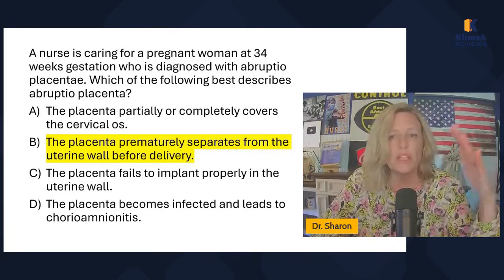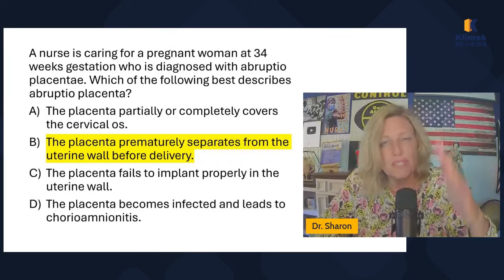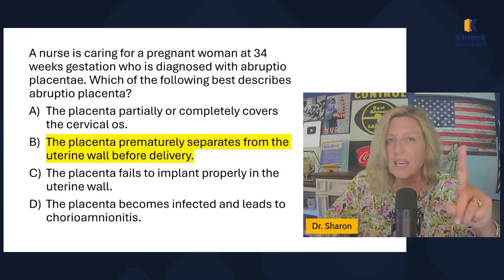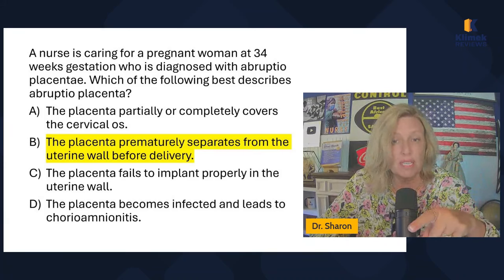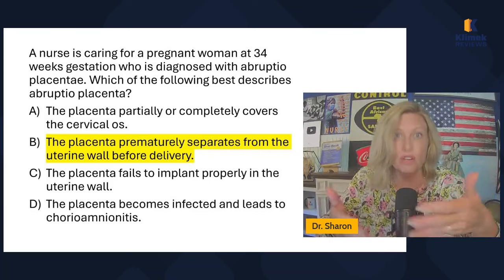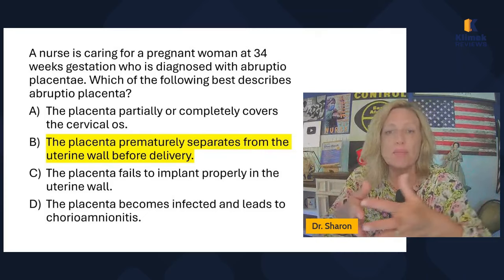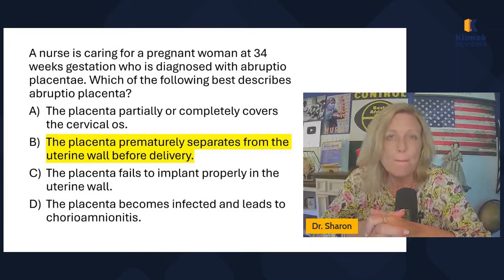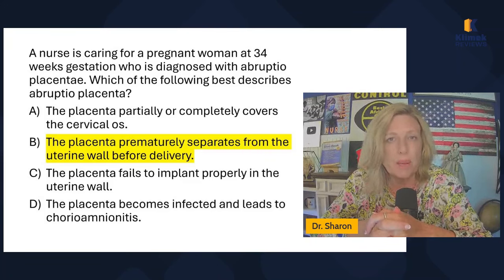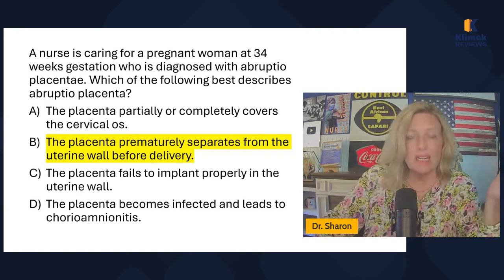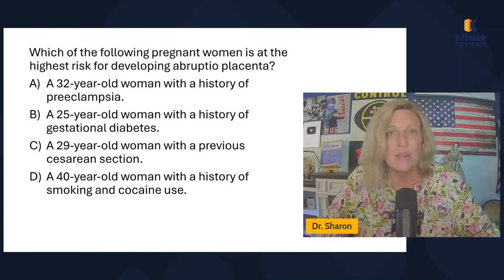So abruptio placenta is when the placenta prematurely separates from the uterine wall. There usually is some bleeding, but the big key thing is pain. This is painful, as opposed to placenta previa, where the placenta partially or completely covers the cervical os, basically covers the cervix. That is painless, but there's a lot of bleeding. So placenta previa, painless bleeding. Abruptio placenta, painful, very little bleeding. Some bleeding, but it's not the key thing they notice. It's the pain that really gets them.